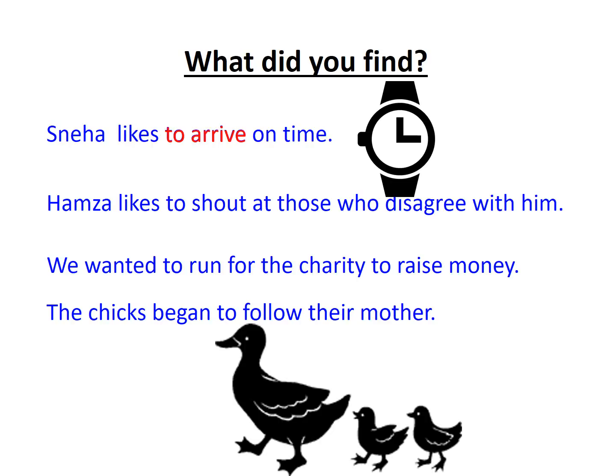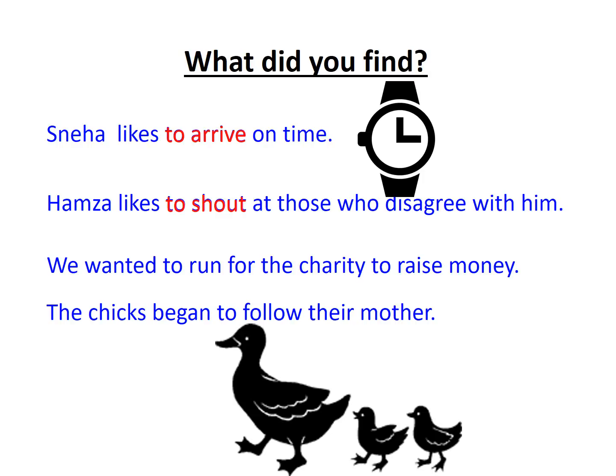Sneha likes to arrive on time. In this specific case, the infinitive is the object of the sentence. We learn more about what Sneha likes. With the second example, Hamza likes to shout at those who disagree with him. We learn what Hamza likes to do. It's adding more detail about the action that is happening when he hears something he disagrees with. In each of these first 2 examples, we need the infinitive to clarify what is happening.